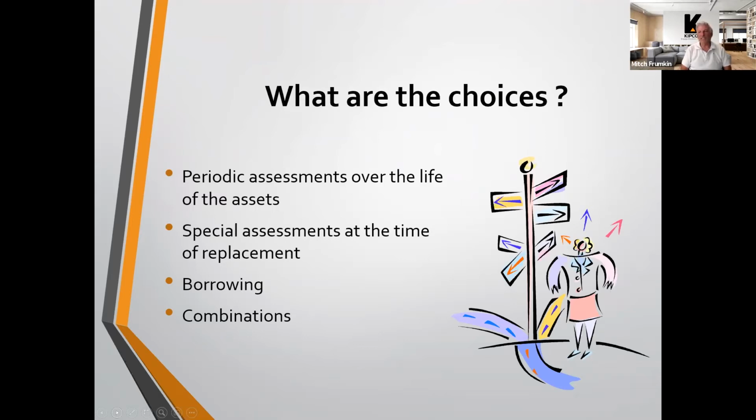The first is periodic assessments over the life of the asset. $100,000 asset, 10-year life, you should set aside $10,000 a year. That's a periodic assessment over the life of the asset. Special assessments. You don't set aside enough money and it comes time to replace, you don't have enough money. So you have to have a special assessment, go to each of the unit owners and say, you have to come up with money because we need to replace the roofs that are leaking. The other is borrowing. Borrow from a bank when you don't have enough money, or combinations of the above. So you may have enough in your reserve fund to do it, but not the full amount, and you need to borrow or special assess. So these are the choices.